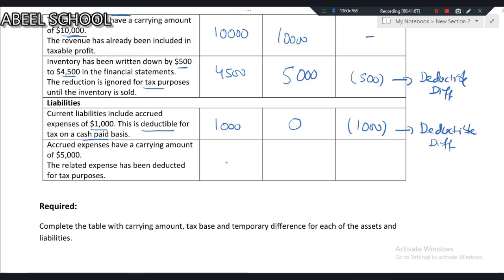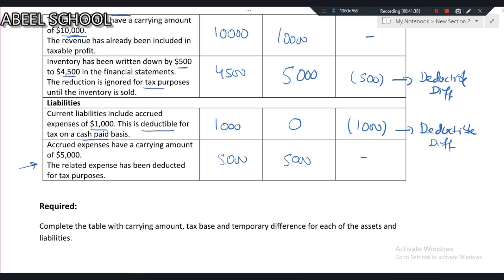Accrued expense having a carrying amount of 5000. The related expense has been deducted for tax purposes. They have already deducted. Actually, read this one. Over here, what is happening? Accounts and tax treatment is the same as I discussed earlier. Whenever there is no difference between accounting and tax treatment, then carrying amount will be equal to tax base and there will be no temporary difference at all.